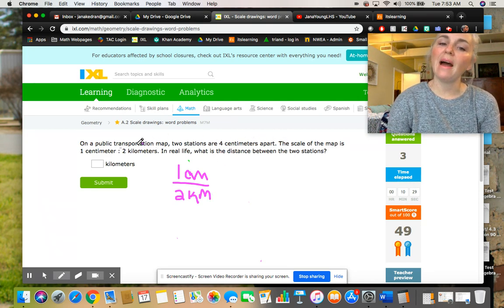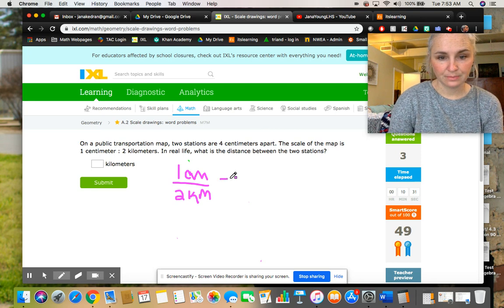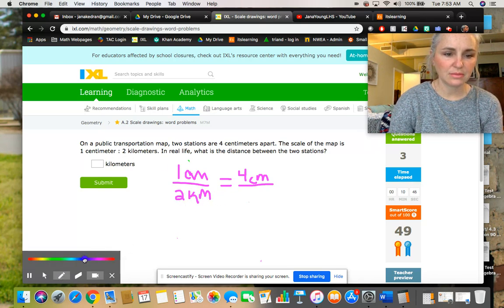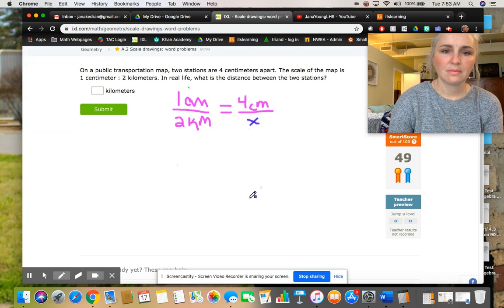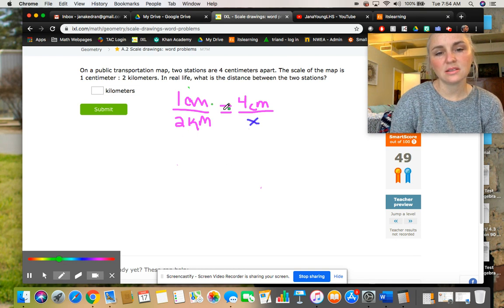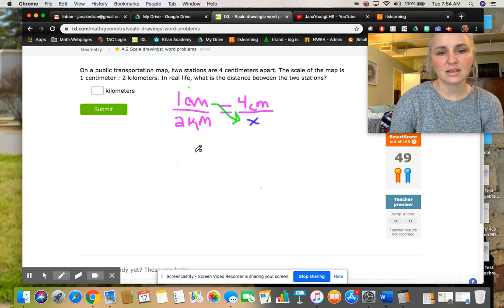If on the map they're 4 centimeters apart, centimeters will go on the top. We're solving for kilometers, so that means my x is going to go on the bottom. I can use cross products to solve this. 1 times x is just x.